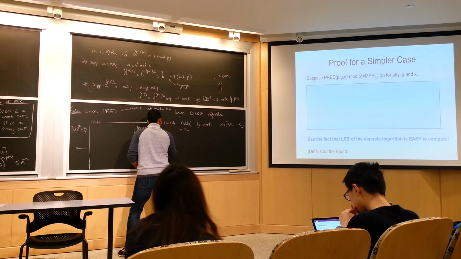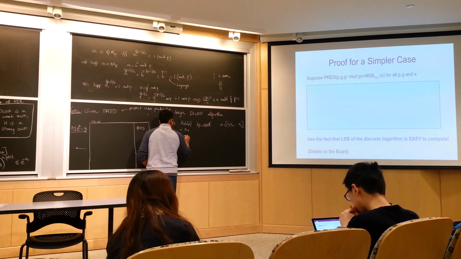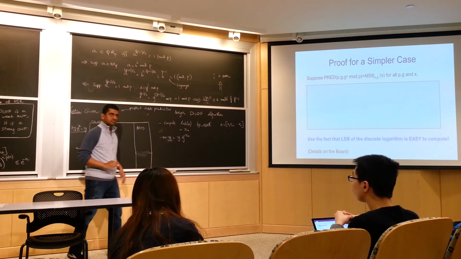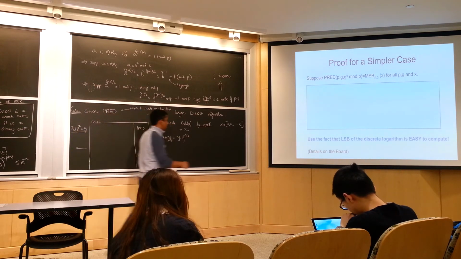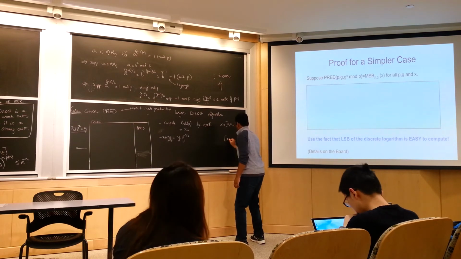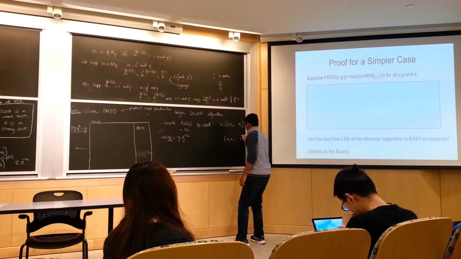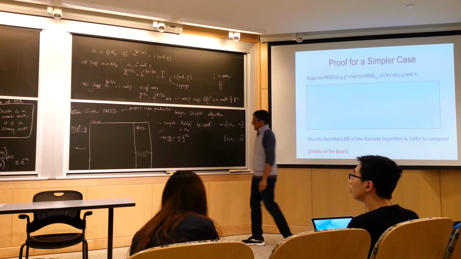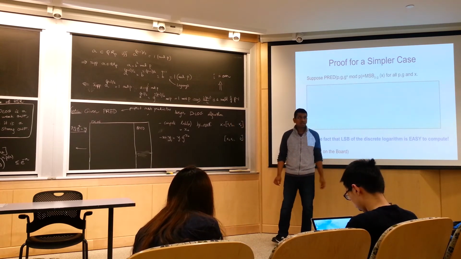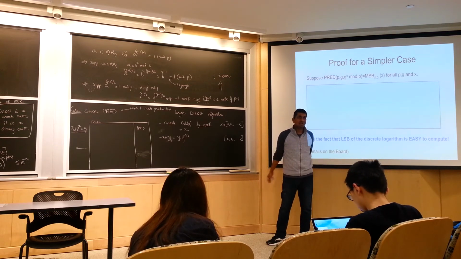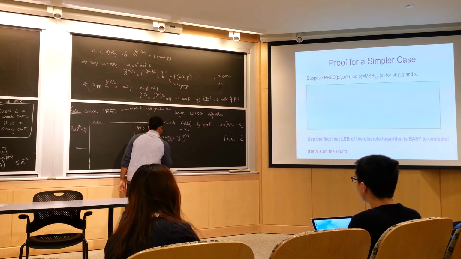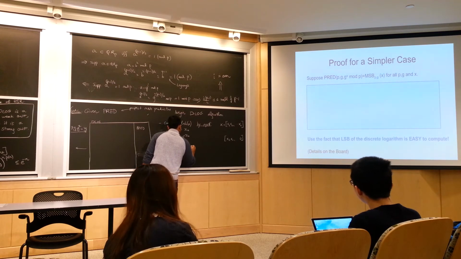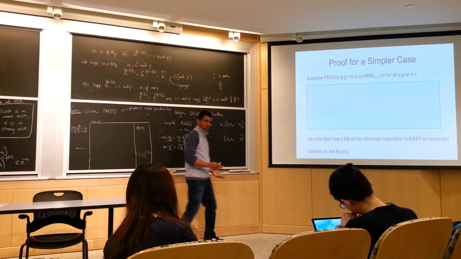Set y1 to be y times g to the minus x0. So that would erase the least significant bit, making it xk minus 1 up to 0. And now compute the square root. I didn't show you how to do it, but I claimed that you can compute square roots in polynomials. Set y1 prime to be the square root of y1. So then what happens?